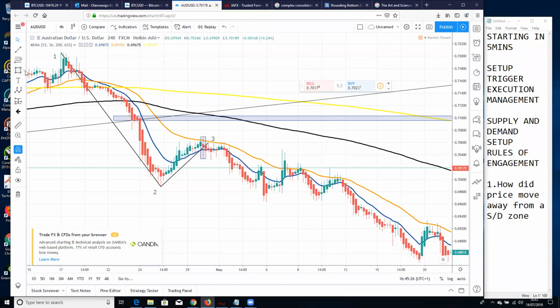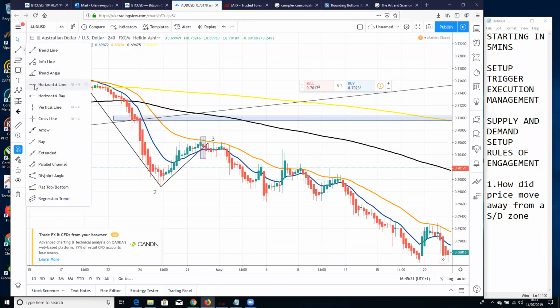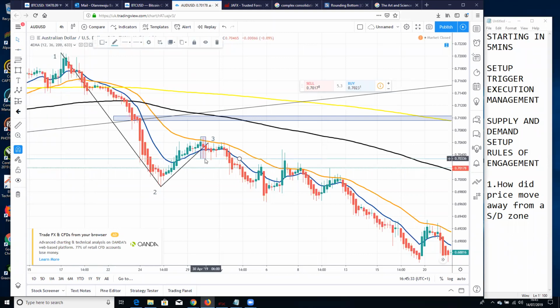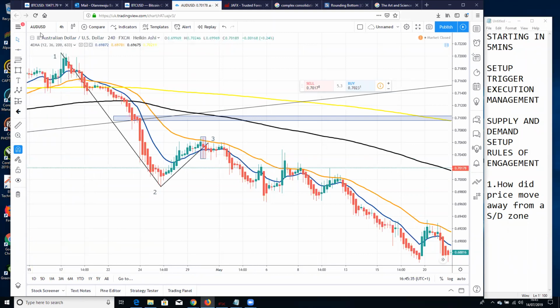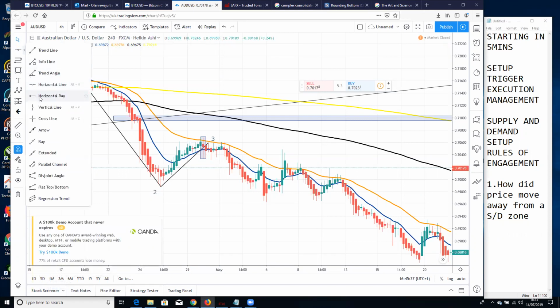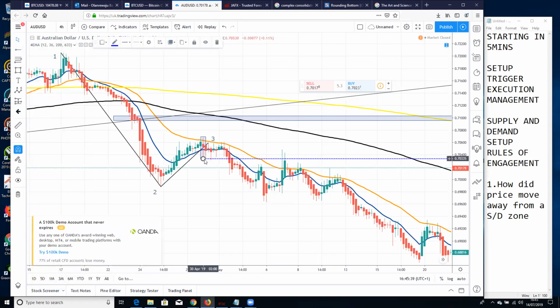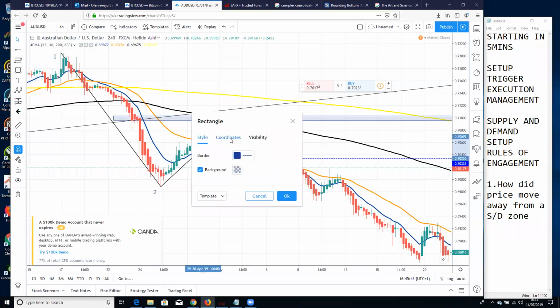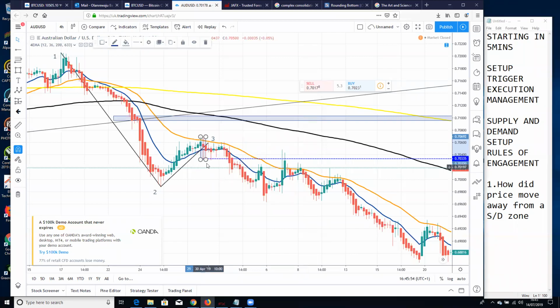Okay, so now I know that my entry is at 0.7032. Let me delete that. 0.7032. That will be my entry. 0.7032. That will be my entry. So you can see the rules as it's playing out.